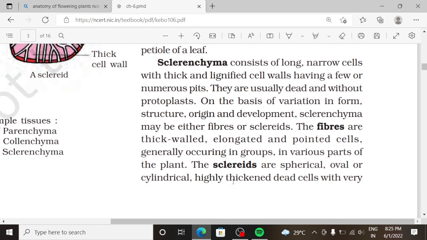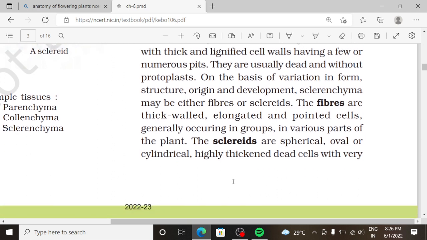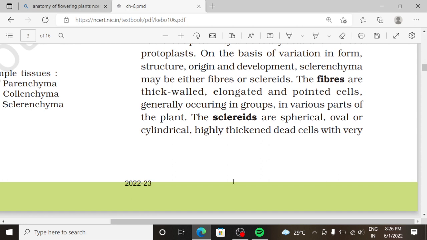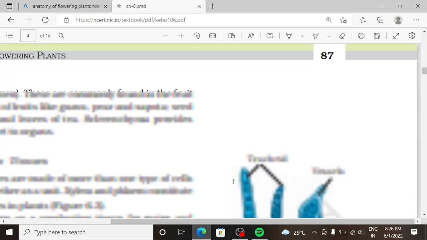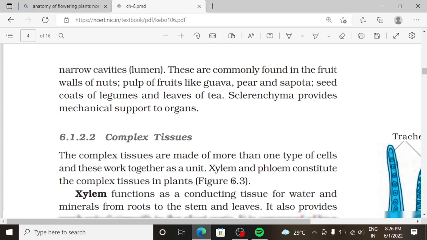Sclerenchyma consists of long, narrow cells with thick and lignified cell walls having a few or numerous pits. They are usually dead and without protoplasts. On the basis of variation in form, structure, origin and development, sclerenchyma may be either fibers or sclerites. The fibers are thick-walled, elongated and pointed cells, generally occurring in groups. In various parts of the plant, the sclerites are spherical, oval or cylindrical, highly thickened dead cells with very narrow cavities called lumen.